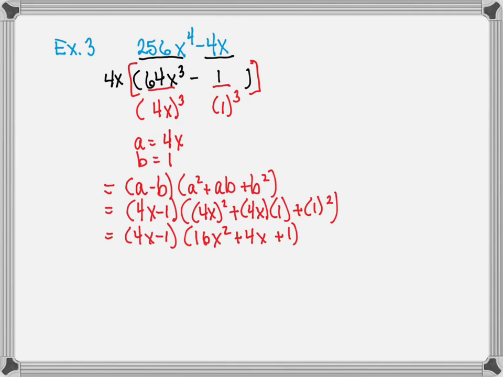But remember, we originally had a GCF of 4x. So this original expression factors to 4x times 4x minus 1 times 16x squared plus 4x plus 1.